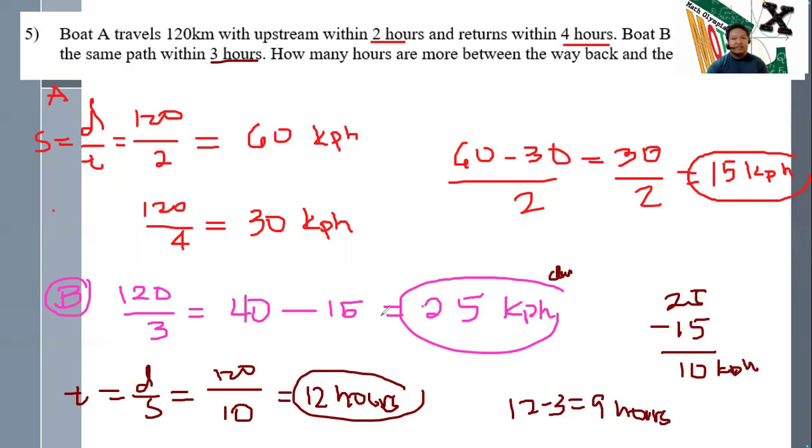So the correct answer for this question is actually 9 hours. Any question and clarification for that? Okay, we will have 9 hours actually going forward and backward. But again, this is the upstream downstream problem. Any question with this one, everyone? Before you move forward to question number 6.